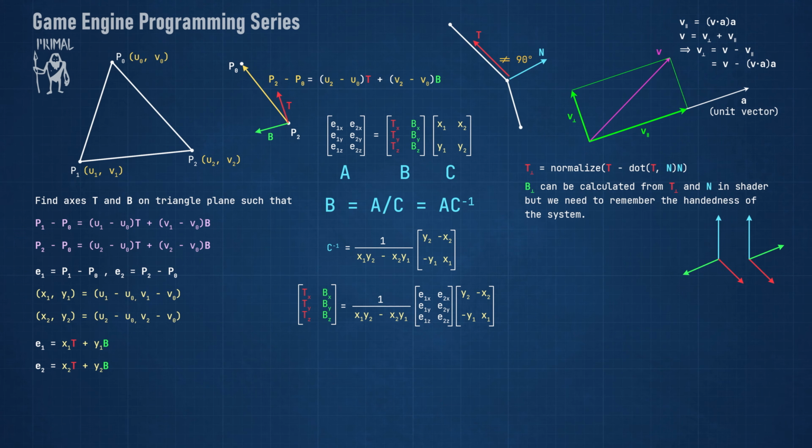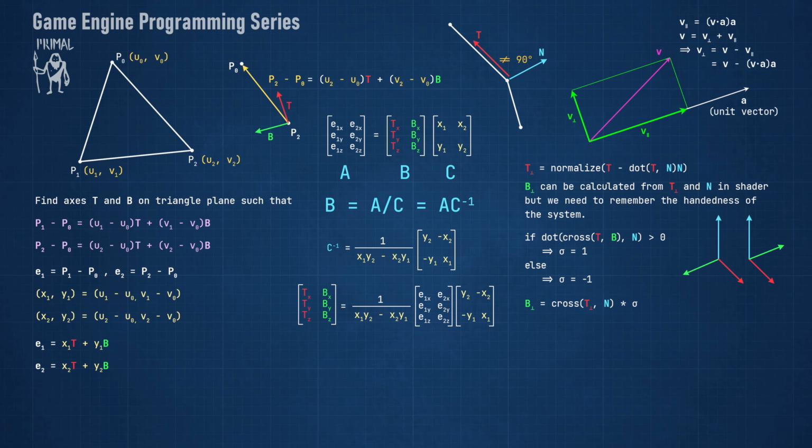However, we need to remember whether the coordinate system is right-handed or left-handed. For this, we need to look at the original value of vector B that we got from our matrix calculation and see in which direction it's pointing. Then we can define a value, sigma, that's +1 if the cross product of T and B points in the same direction as the normal vector, otherwise it's -1.